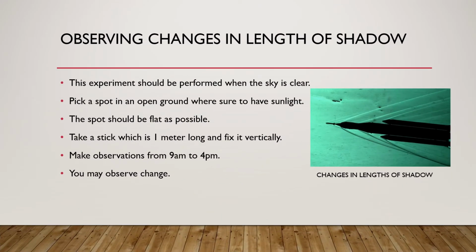Now, our first topic is observing changes in the length of a shadow. This experiment should be performed when the sky is clear. Pick a spot in an open ground where you are sure to have sunlight. The spot should be as flat as possible. Take a stick which is 1 meter long and fix it vertically. Make observations from 9 am to 4 pm. You may observe a change in the length of the shadow.